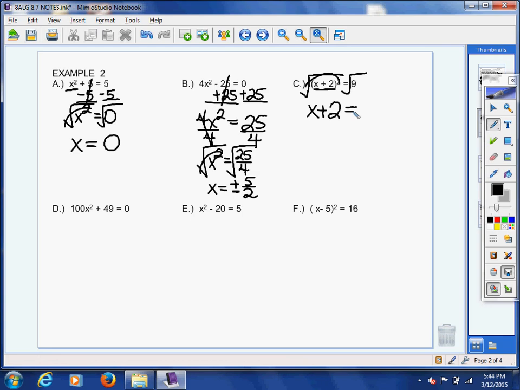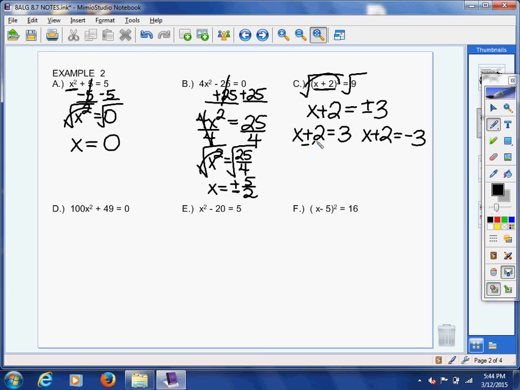We have two possibilities here. The square root of 9 could be positive 3, and it could be negative 3. Could be one or the other. There's your two answers right there. So we're going to set up two equations, x plus 2 equals 3, and x plus 2 equals negative 3, because there's two possibilities for the square root of 9. Could be positive 3 or negative 3.